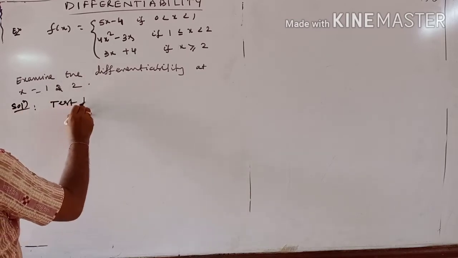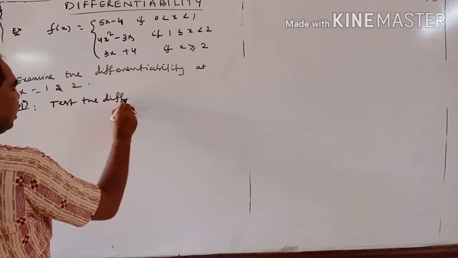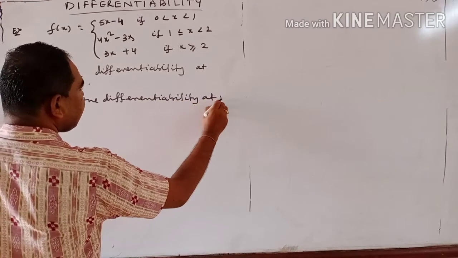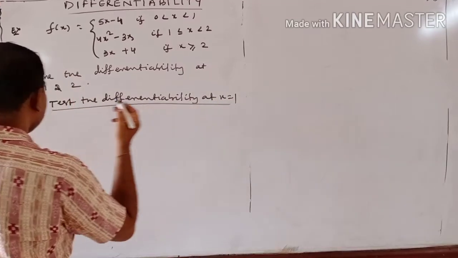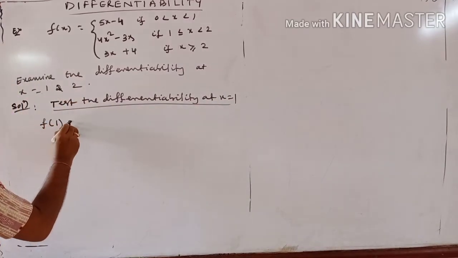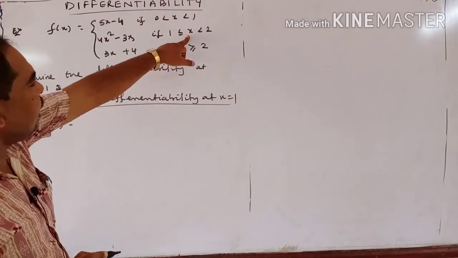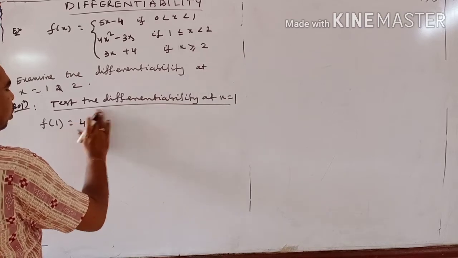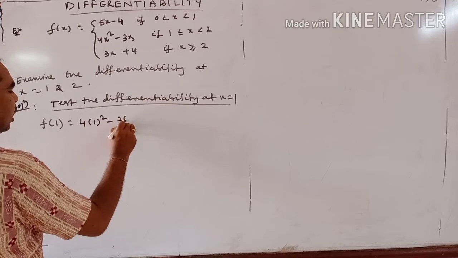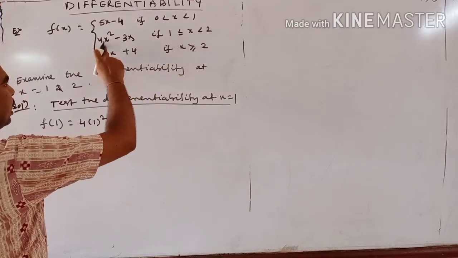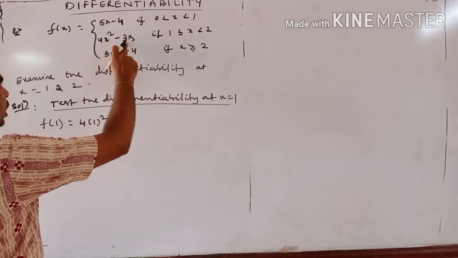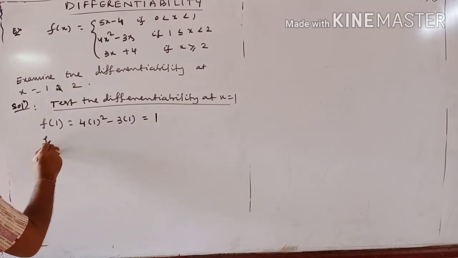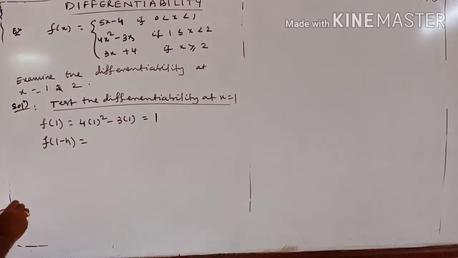Test the differentiability at x is equal to 1. First, check 1. First we will find f of 1. When x is equal to 1, what is f of x? f of x is 4x square minus 3x, so 4 into 1 square minus 3 into 1, which is 4 minus 3, that is 1.